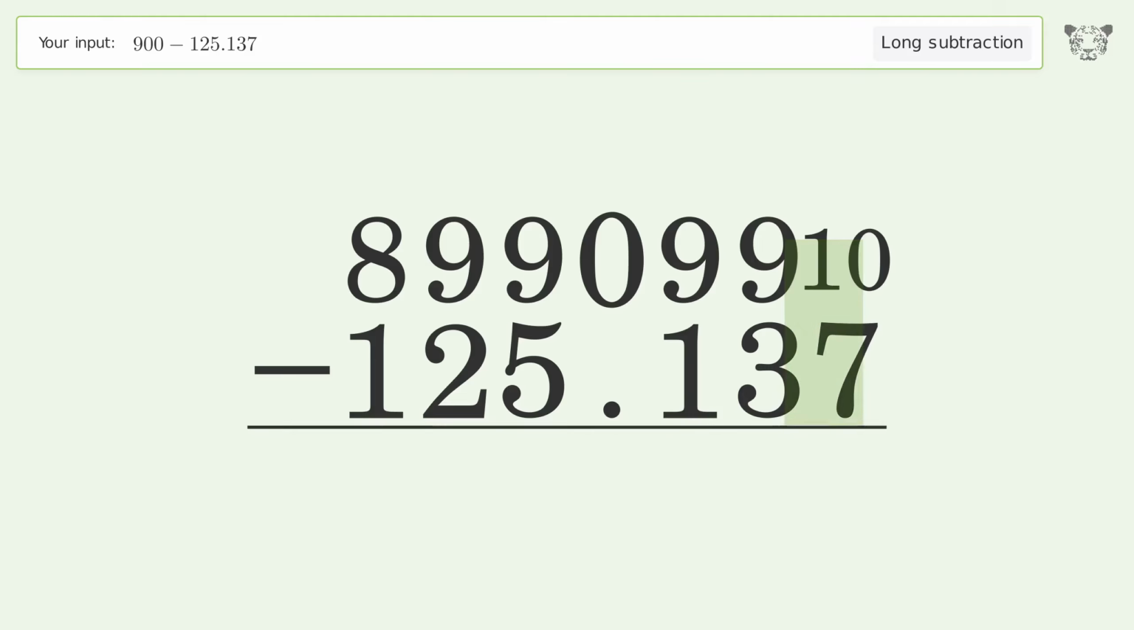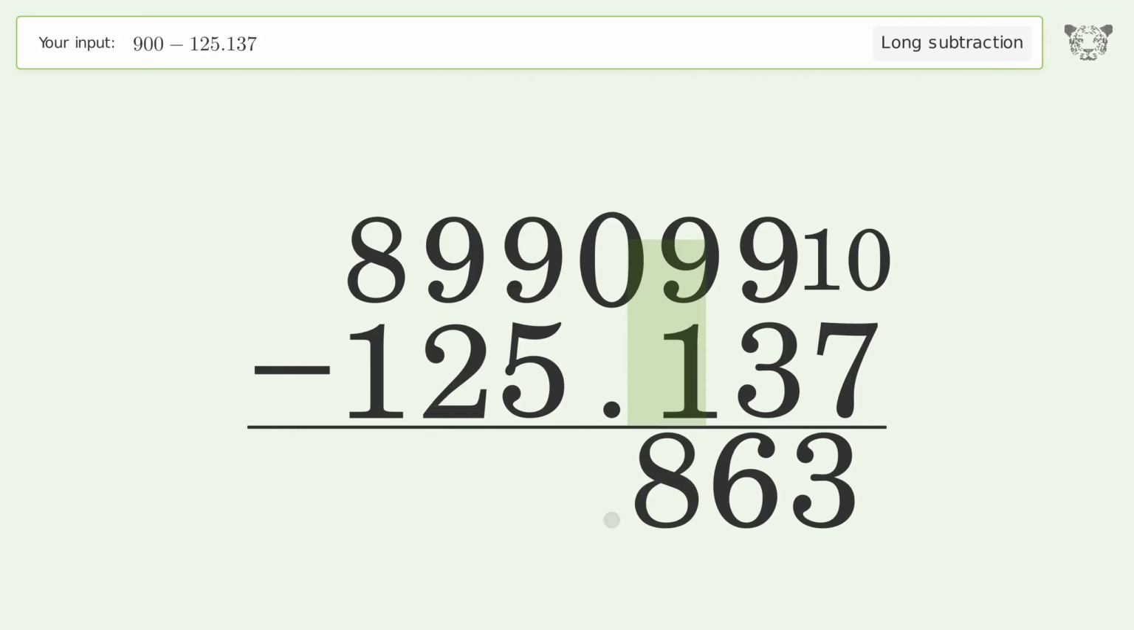10 minus 7 equals 3. 9 minus 3 equals 6. 9 minus 1 equals 8. 9 minus 5 equals 4. 9 minus 2 equals 7. 8 minus 1 equals 7.